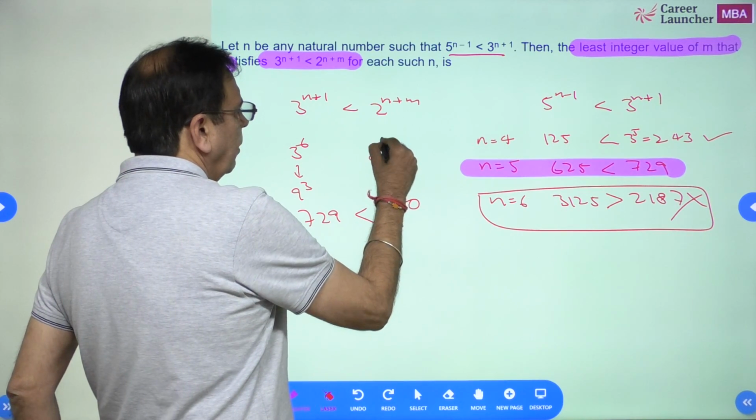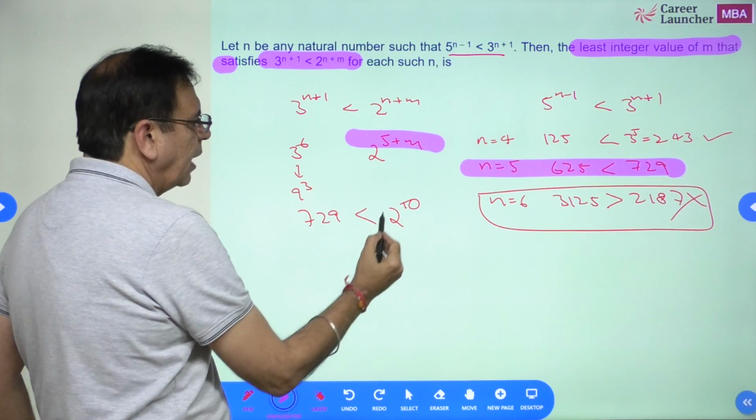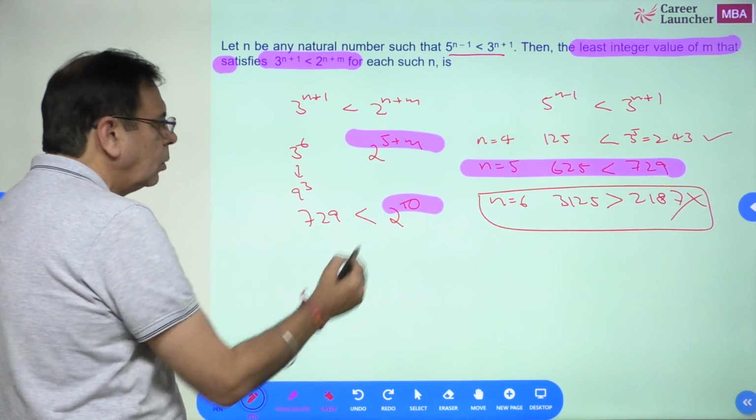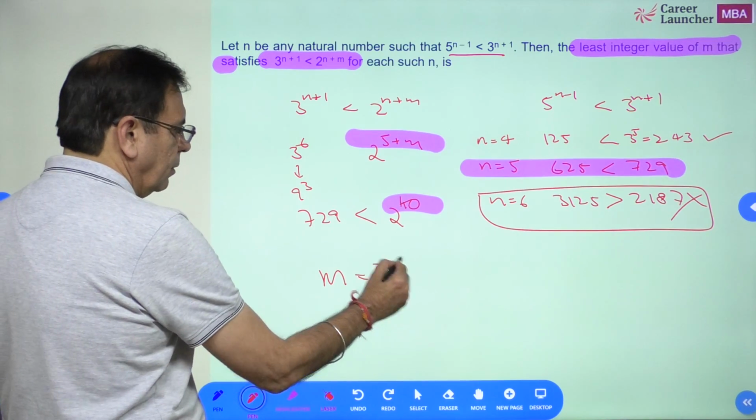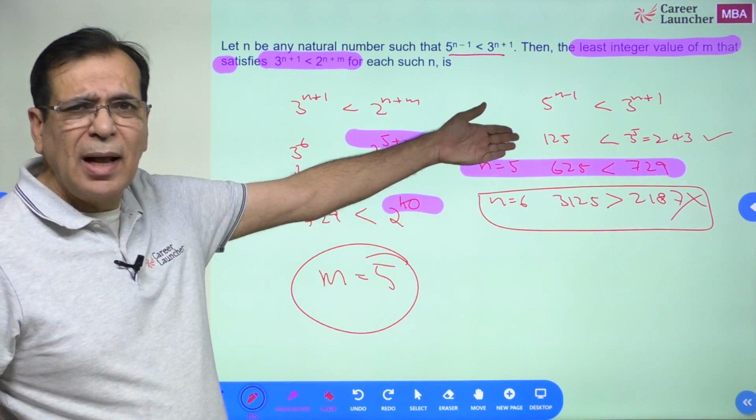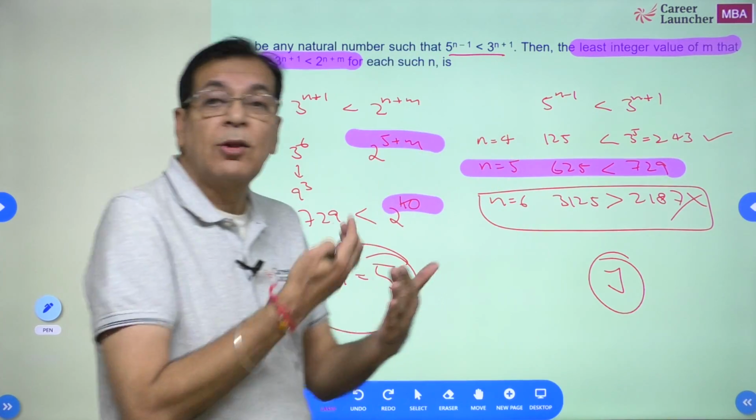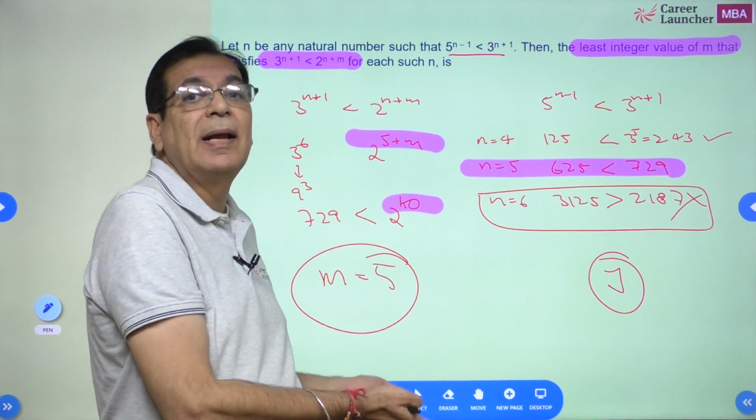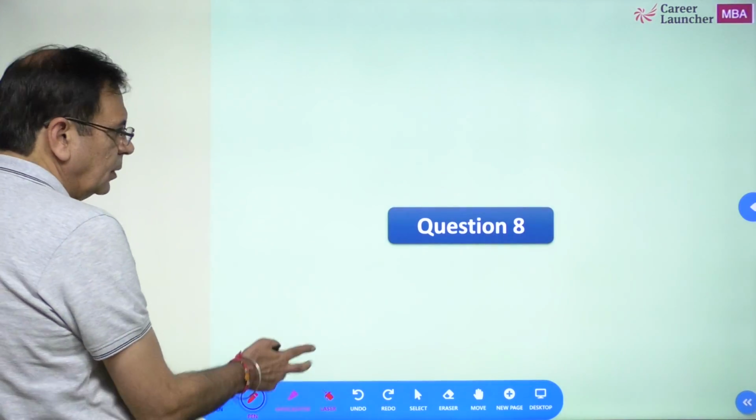So this 2 to power 5 plus m. Now look at this, 2 to power 5 plus m, 5 plus m has to be equal to 10. That means m should be equal to 5. Correct answer is 5. Again, all we have done is substitute values. यही तो मैं हमेशा बोलता हूँ, my basic jugads, don't look at solving, substitute values, find the answer from there. That's exactly what I have done in this question. Okay, next question.